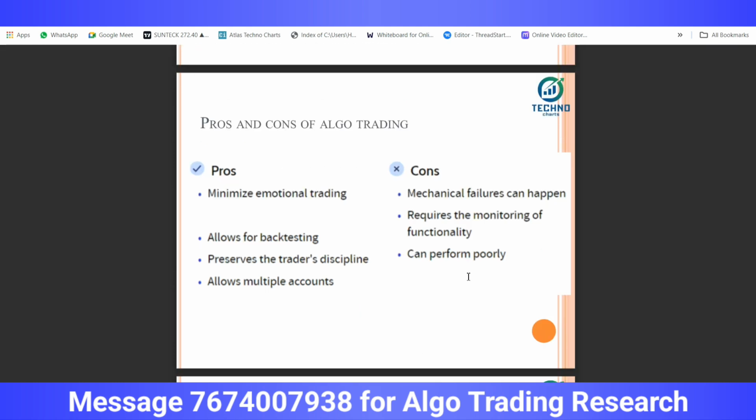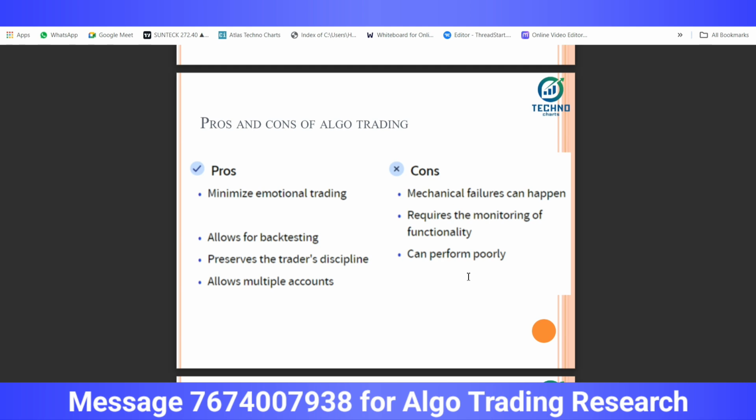And the last thing that we are going to cover is the advantages and disadvantages. Advantages are it will help you to automate all of your strategies. You can trade multiple accounts at a single time. It will help you to control your emotions. These are the advantages. Disadvantages are basically that you will have to monitor the algos.